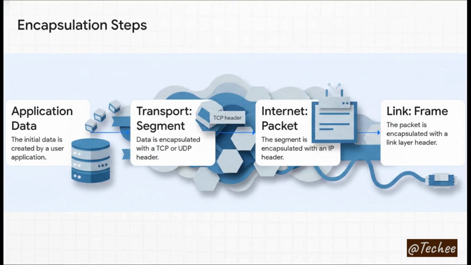And here's exactly how that works. See, your data starts at the top. The transport layer gets it first, wraps it in a TCP or UDP header, and now it's called a segment. Then that whole segment is handed down to the internet layer, which adds an IP header, and boom, it's now a packet. And for the final step, the link layer adds one last header for the physical address, turning that packet into a frame. Now it's finally ready for its journey.